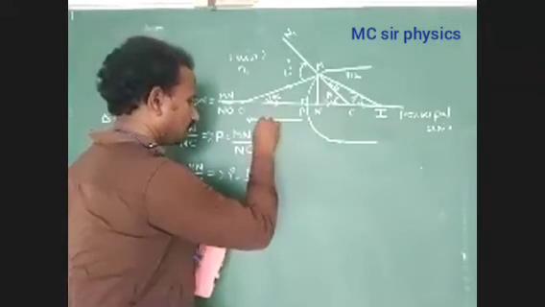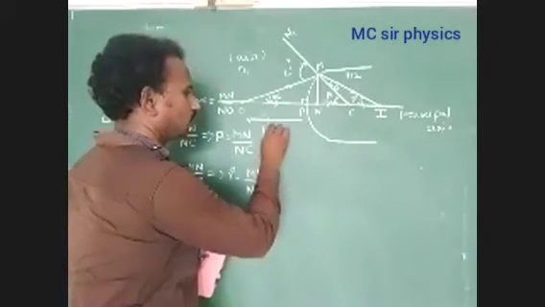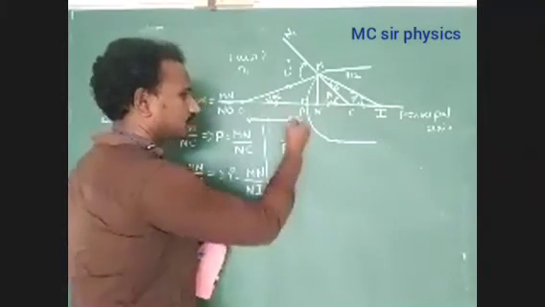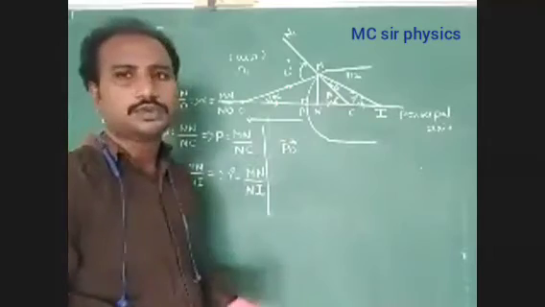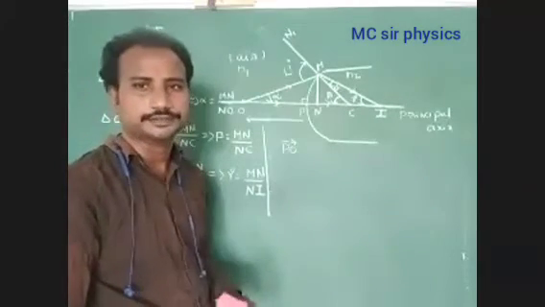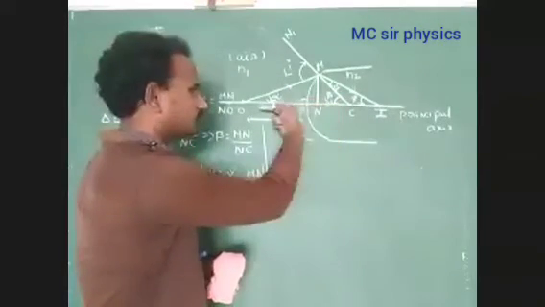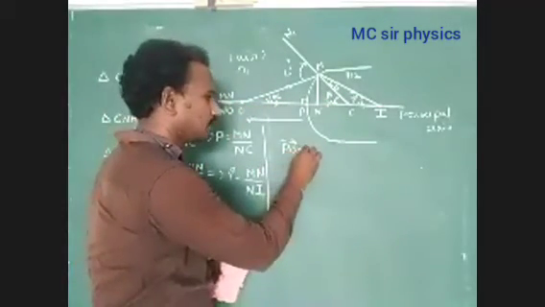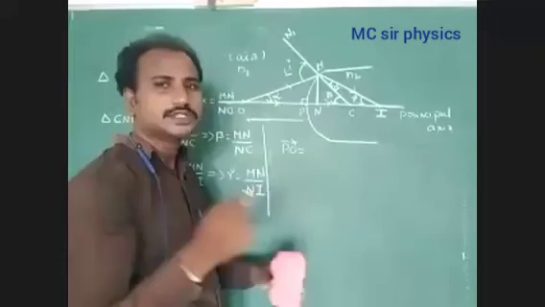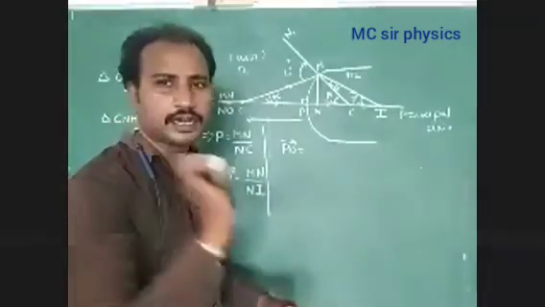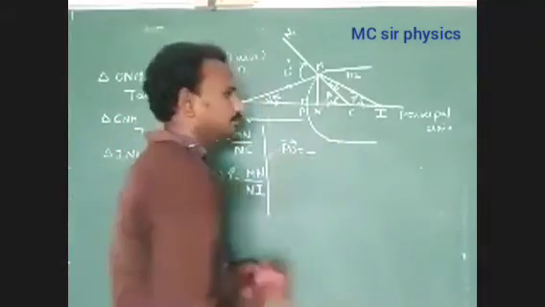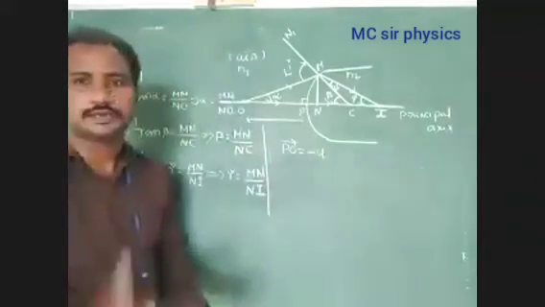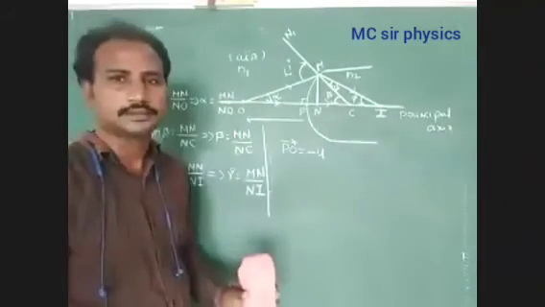PO. Yes or no? Here, identify pole to object, PO bar. Its direction is opposite to the incident ray direction. Yes or no? The direction of this distance is opposite to the incident ray direction. Then we have to give the sign convention: for opposite direction it is minus u. Understood? This is a very important point.